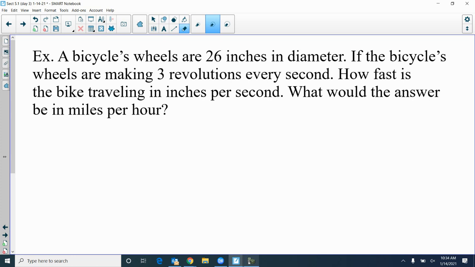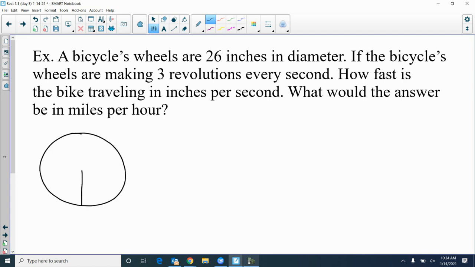And so our radius will be 13. And so the velocity will be 3 revolutions per second times 2 pi times 13. Now, I think if we round it to the nearest tenth, it's just 0.0, isn't it? So if I just go 245, I think we'll be good. So go 245. That would be inches per second.